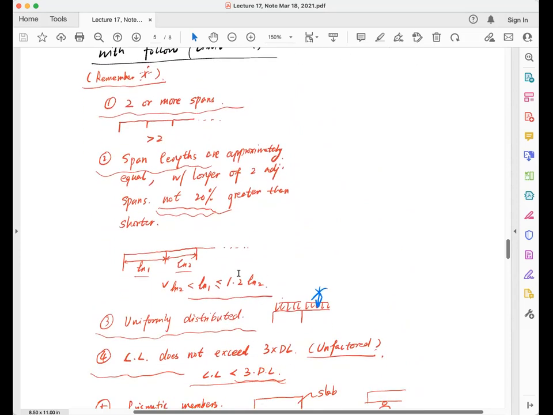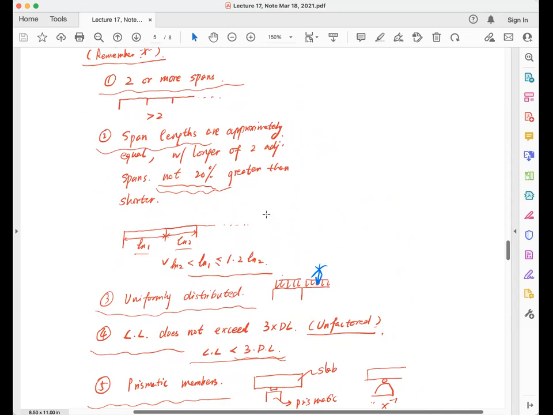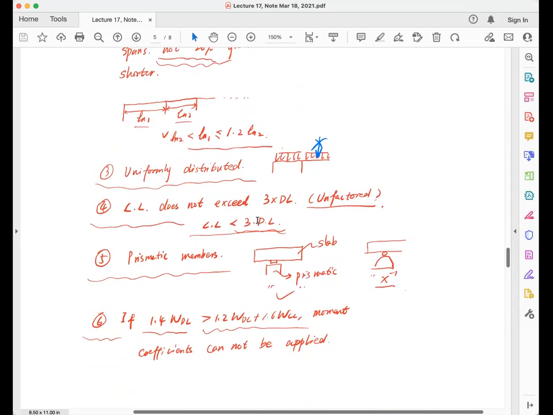You say, Bob, all these are rules. Can we bend them? Sure, you can. Your building collapses. Okay, your building collapses, so be careful. You have to obey these rules. All right. Okay, with that, we're done with the concept of this one-way slab.